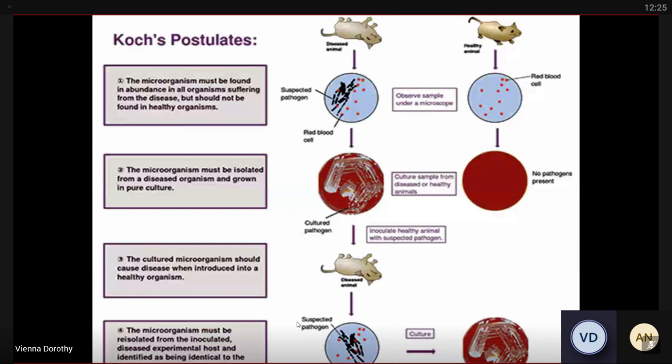Okay, only then, that is the first postulate. In other words, if any person or animal is suffering from a disease, it is because of the presence of microorganisms. If I observe a blood sample from a diseased individual, I should be able to see the presence of microorganisms. It is because of the presence of microorganisms only that the person is having a disease. So that is the first postulate. Did you understand?